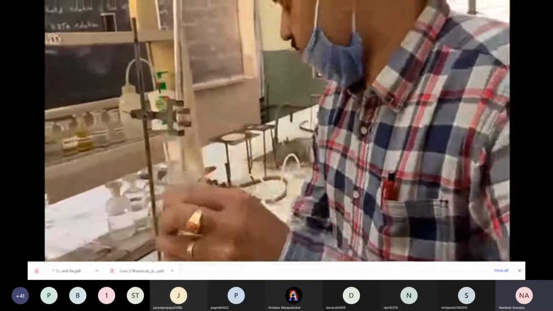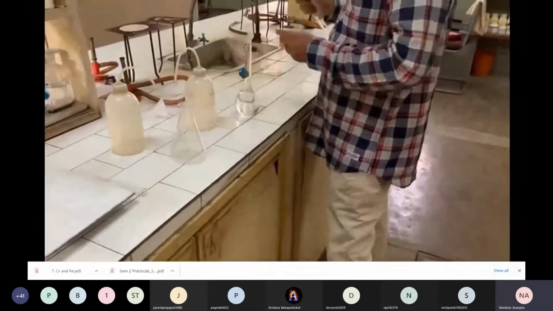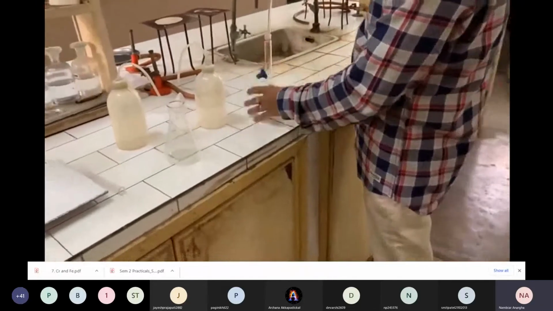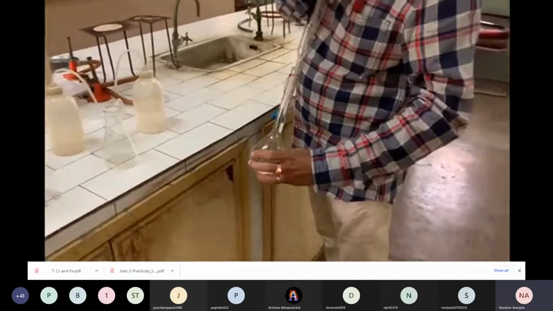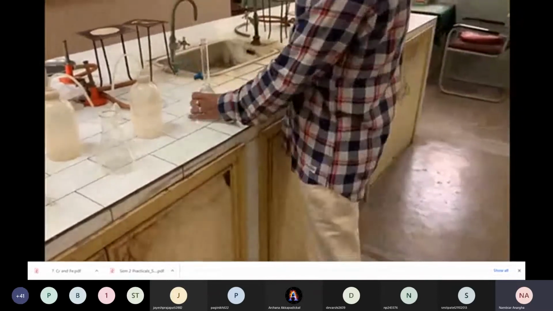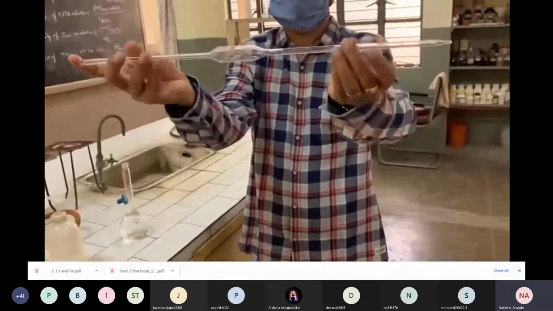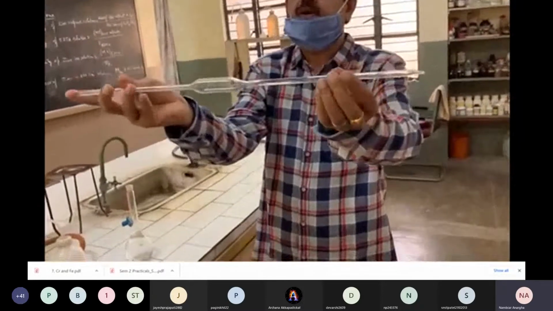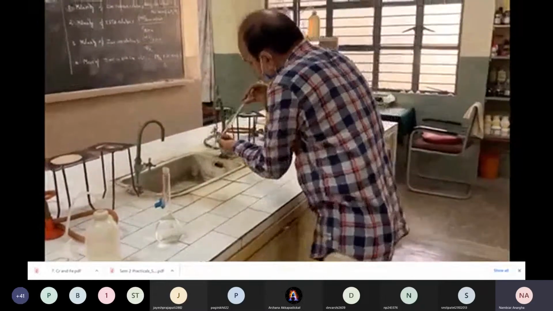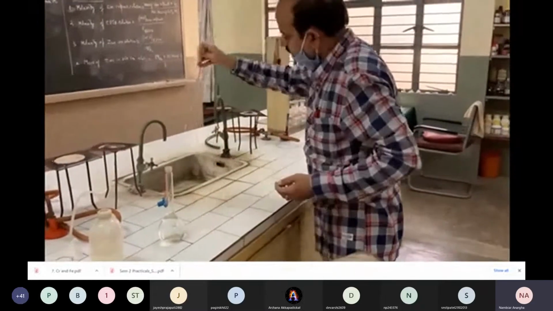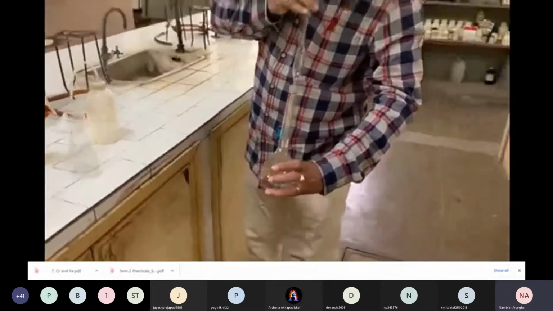Now I am going to take a conical flask, pipette out 25 ml of this solution. Before I pipette out, I must rinse this pipette with a small quantity of the solution. Take a very small quantity of the solution. Rotate the pipette all around so that the solution will stick to its walls everywhere. Now throw it back into the sink. Now dip it in the solution and pipette out.